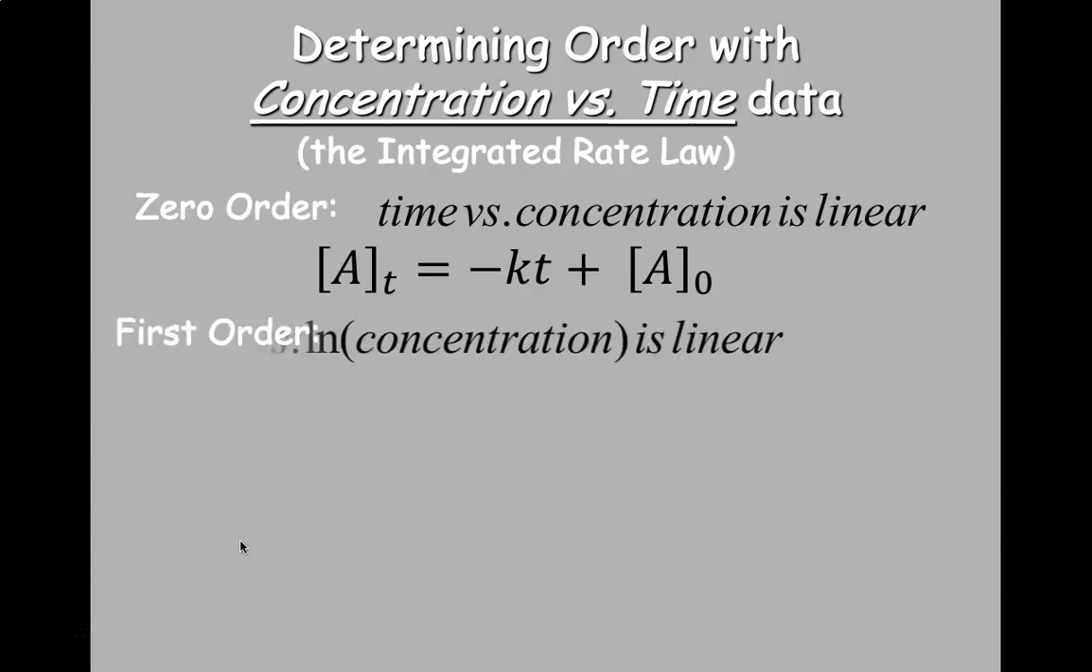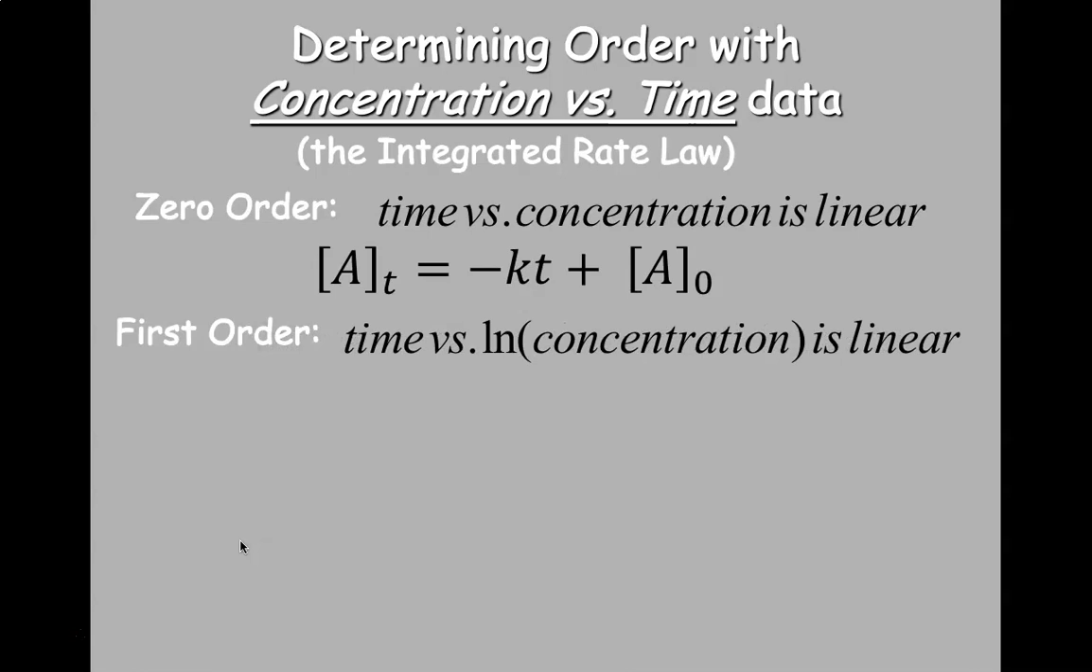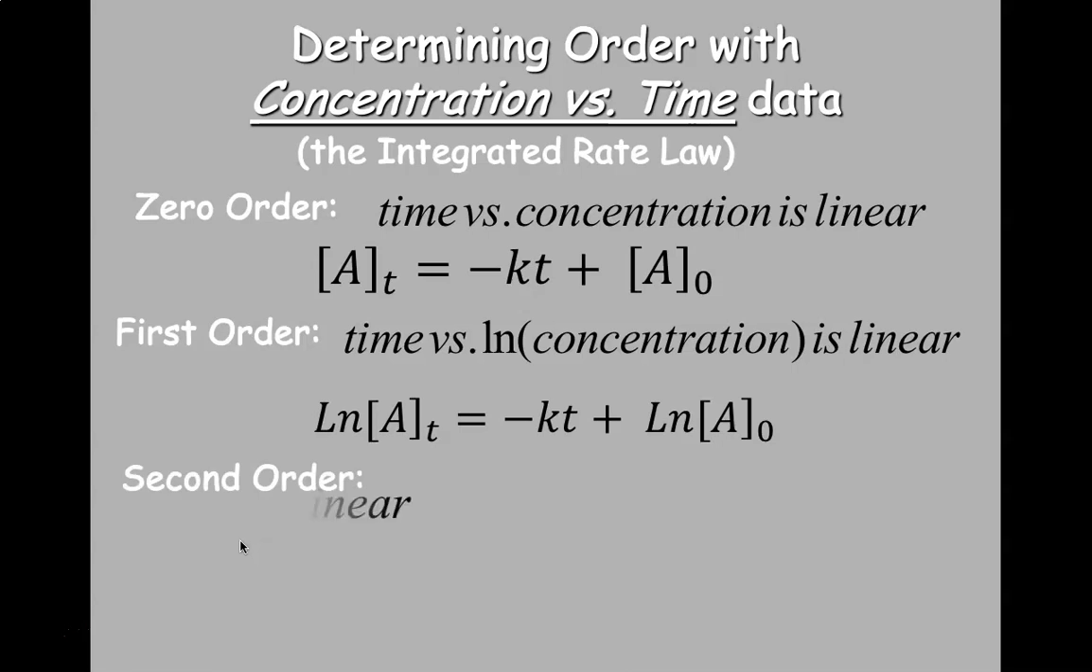All right, first order. This is time versus the natural log of the concentration. If you graph time versus the natural log of concentration and it is a linear line, then you know that your reaction is going to be first order. So, zero and first order are basically the same thing, except taking the natural log of both sides. Again, this equation is on your equation sheet, but I'd suggest writing it down because we are going to use it here today.